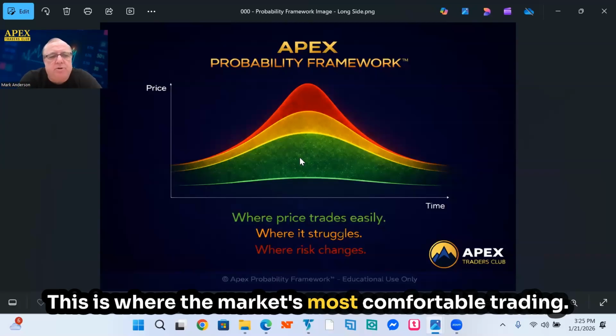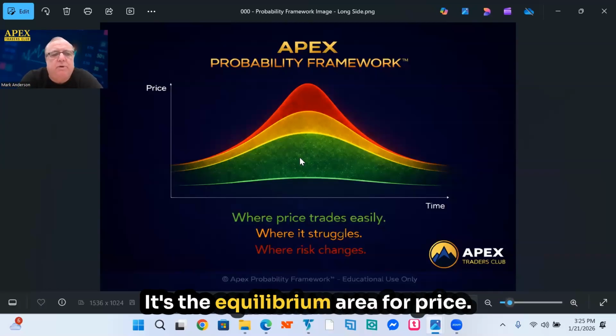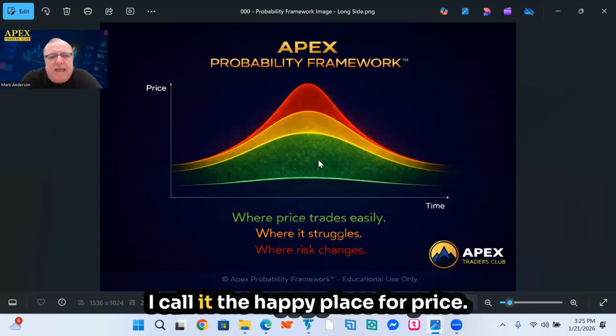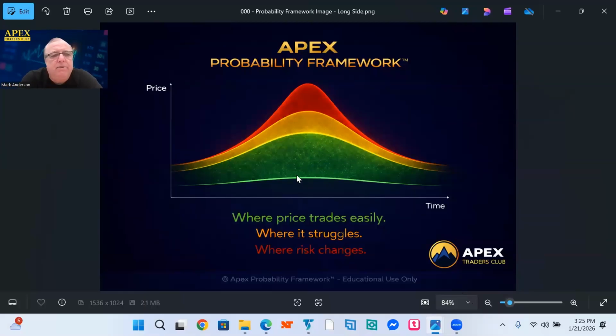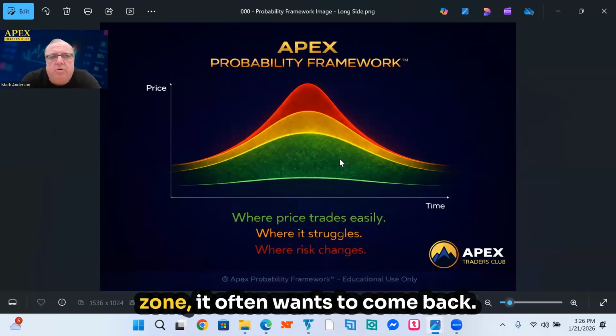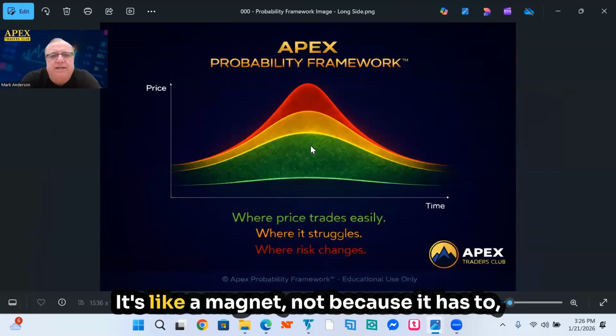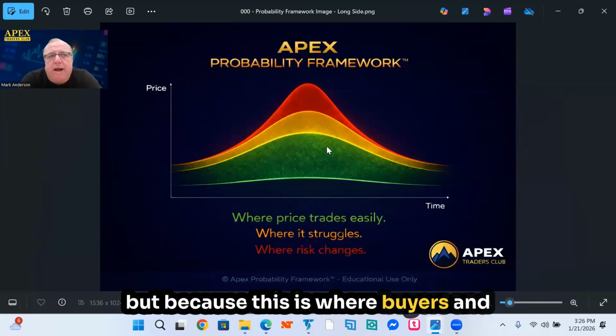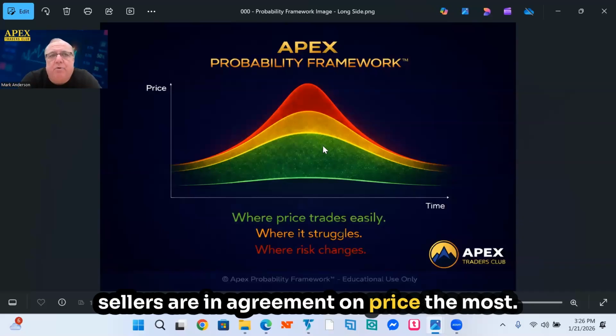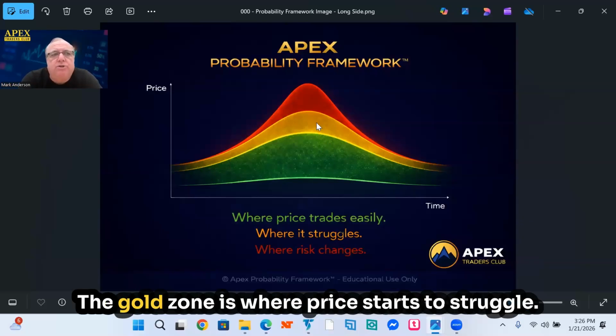This is where the market's most comfortable trading. It's the equilibrium area for price. I call it the happy place for price. When price moves away from this zone, it often wants to come back. It's like a magnet, not because it has to, but because this is where buyers and sellers are in agreement on price the most. The gold zone is where price starts to struggle.